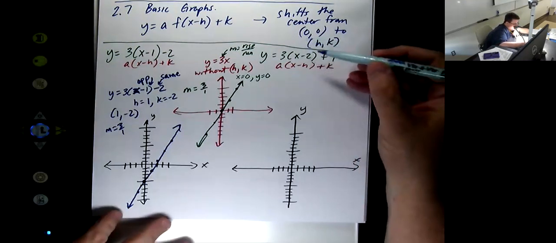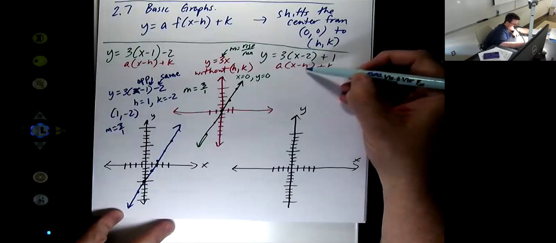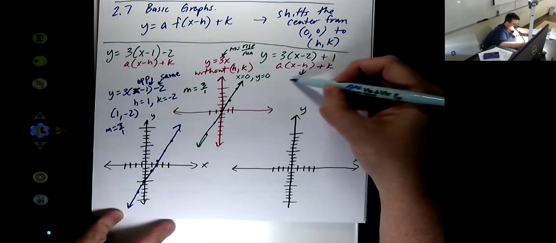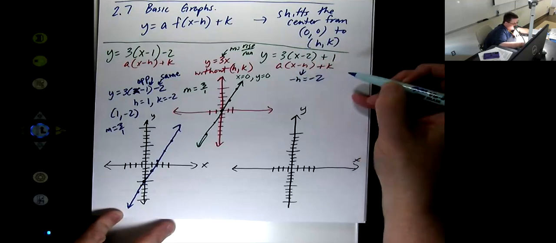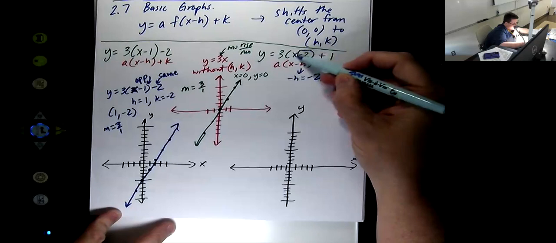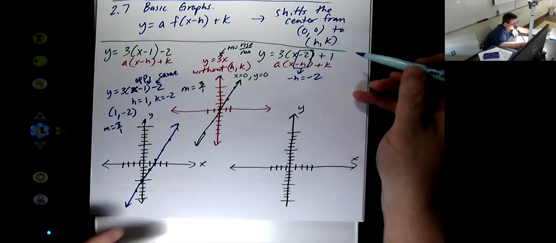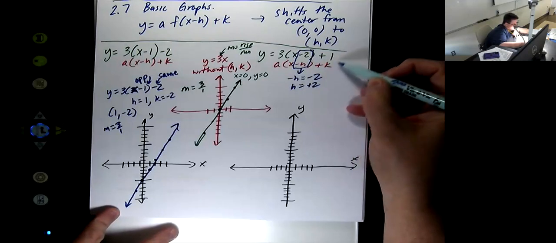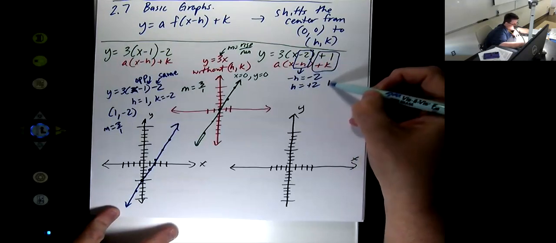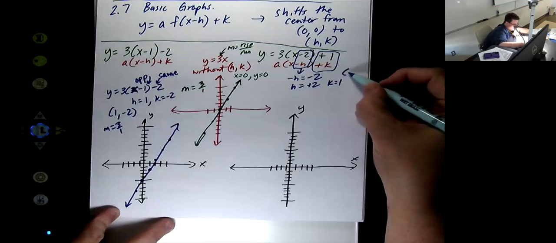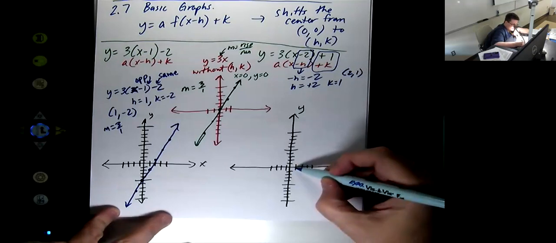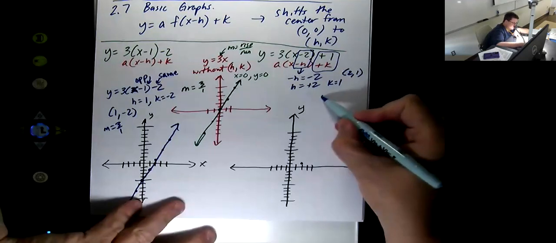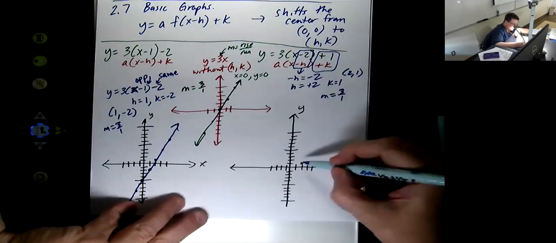Right, if we do the other one, we match up the components. Negative h equals -2. This is an easy way of doing it: you can just set these two equal to each other and then solve for h. h equals 2, k equals 1. So I'm going to move my point to (2, 1), and then we'll do our rise over run from there.